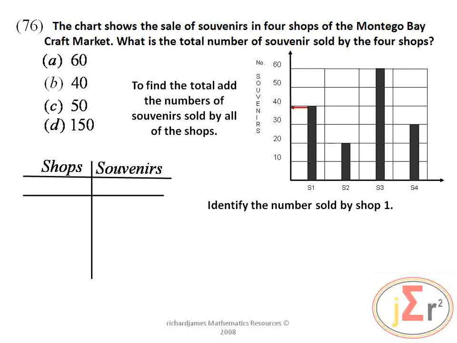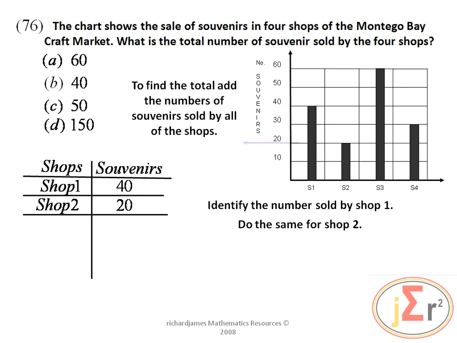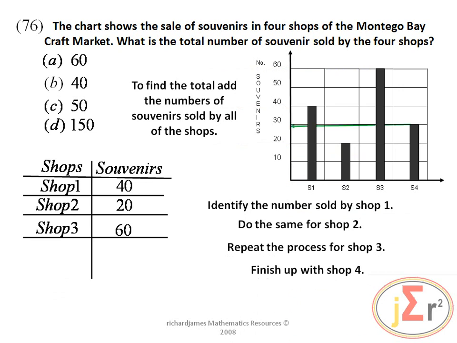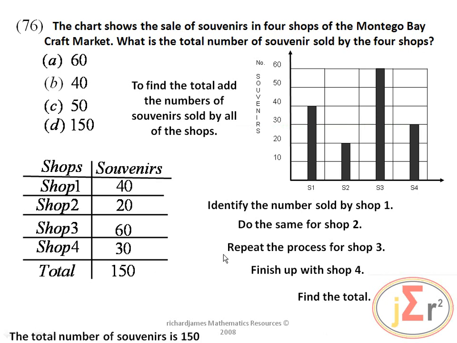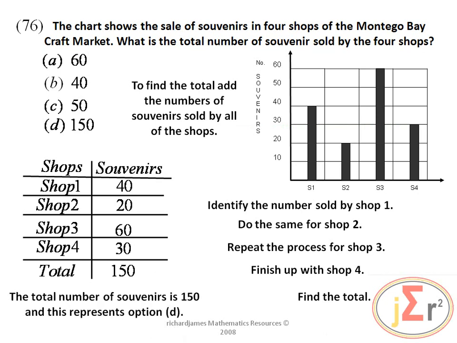For the first shop, how many did shop 1 sell? 40. What about shop 2? 20. What about shop 3? 60. What about shop 4? Not 70, Jerry. It goes right back down to 30. How do we find the total? We're just going to find the total by adding the numbers that we have right here. So find the total. Total is 150. So 150, and that is represented by option D.